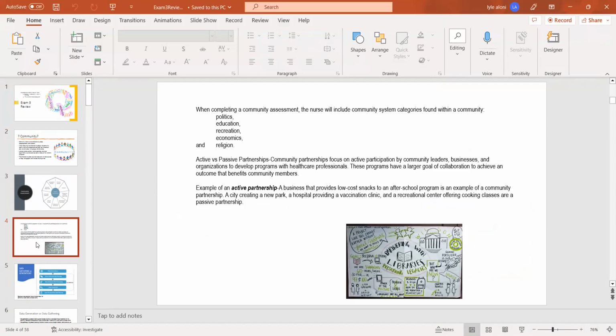We have 2 separate types of partnerships. You will see this come up. We just did surveillance tonight, but this is going to be our active versus passive partnerships in a community. So our passive is going to be kind of low key, like creating a new park, doing a vaccine clinic, making a rec center. More active, you're going to have a business that is actively participating in doing something for the community, for an example, like low cost snacks to decrease obesity. Okay, so we want to look at that.